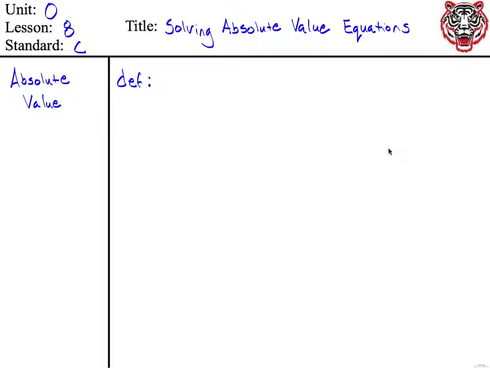Standard C. Johnny, what's Standard C? Be looking for it. Daisy's looking for it. Jack is now starting to look for it. Sarah's copying down notes. What is Standard C? Solving equations and inequalities. Yep, Jack has it.